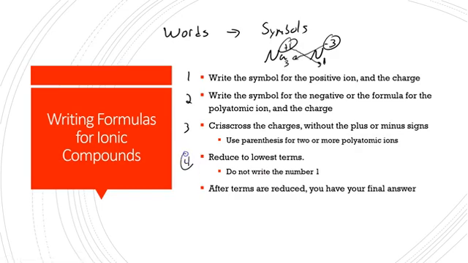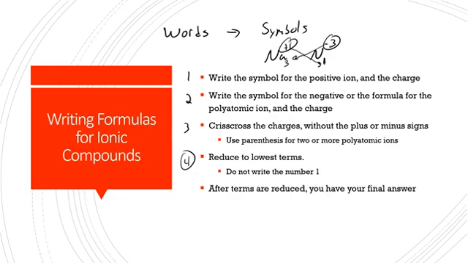Step 4, we need to check and see if we can reduce anything to lower terms. So like 3 and 1, we can't reduce that. Like they're not divisible by each other. But like let's say you had a 2 and a 4, because 2 goes into both of those, we'd want to divide them both by 2. And then finally, our last step is we just write this as our final answer.